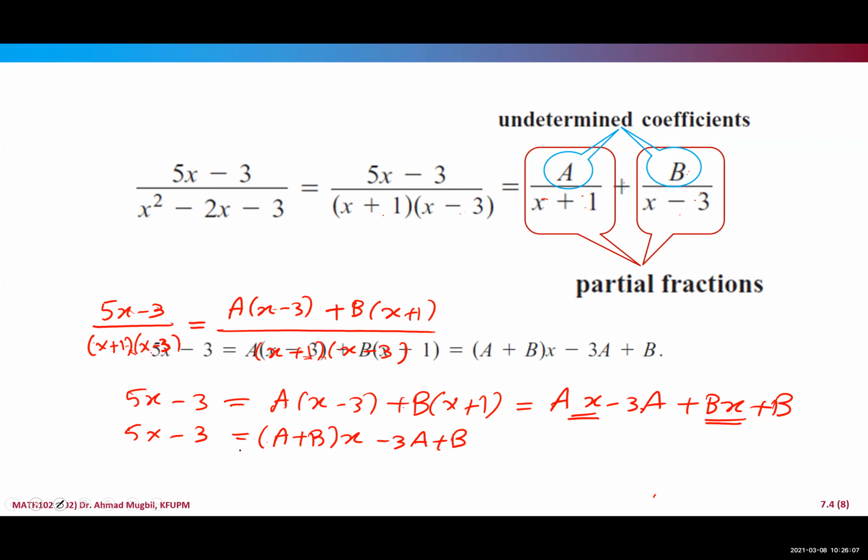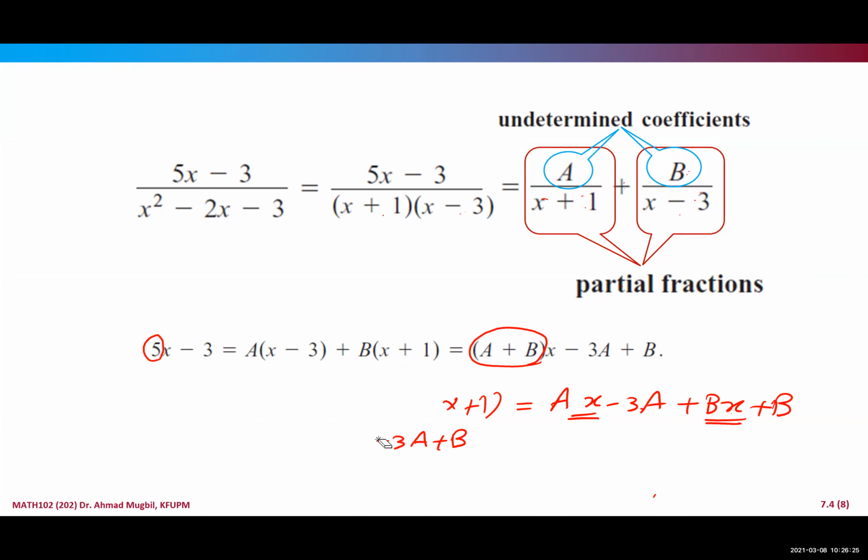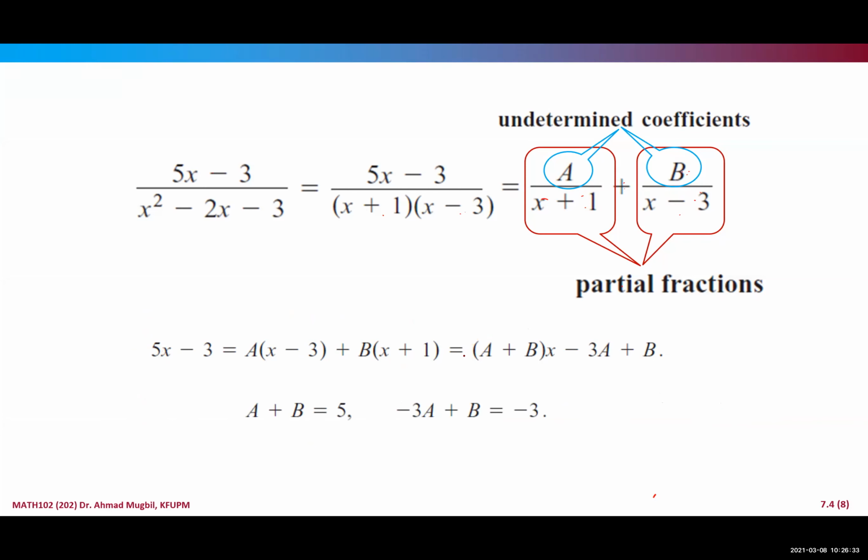Now, I think we have them here. This is exactly what we have. Now, ya shabab, it is a matter of comparing. What is the coefficient of x here? A plus b. What is the coefficient of x here? From the equality of the polynomials, the coefficients on the right-hand side must be equal to the coefficients of x on the left-hand side. So this means that a plus b equals 5.